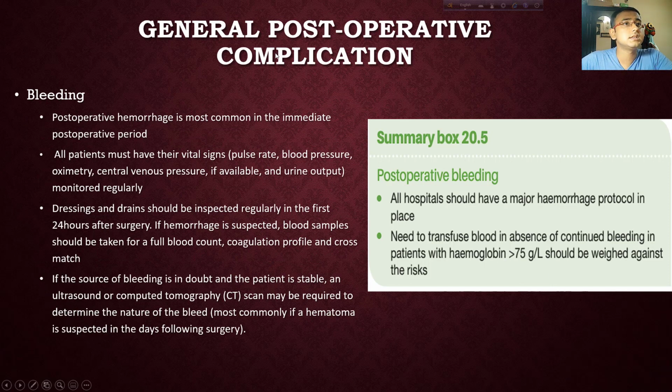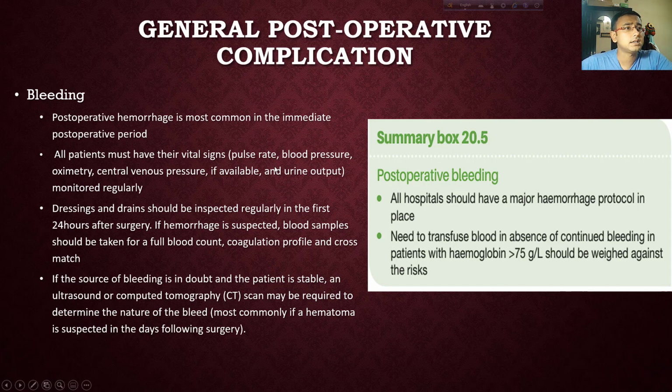Now postoperative bleeding is an important complication. All hospitals should have a major hemorrhage protocol in place. Managing hemorrhage or bleeding follows the guidelines of different hospitals; they follow their own local hemorrhage control protocols. In the absence of continued bleeding, transfusion when the patient's hemoglobin is more than 75 grams per liter should be weighed against the risk. This is the parameter, though it is not always followed, but bleeding in the immediate postoperative period is very common.